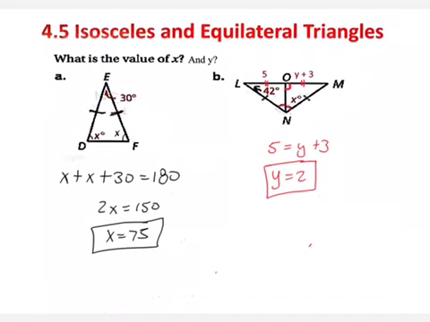To find x, I should recognize here that this angle is 42, but this angle here is also 42. They're base angles. So I can take 42 plus 90 plus x and set equal to 180. So I've got 132 plus x equals 180. I'll subtract 132, and I get x to equal 48.